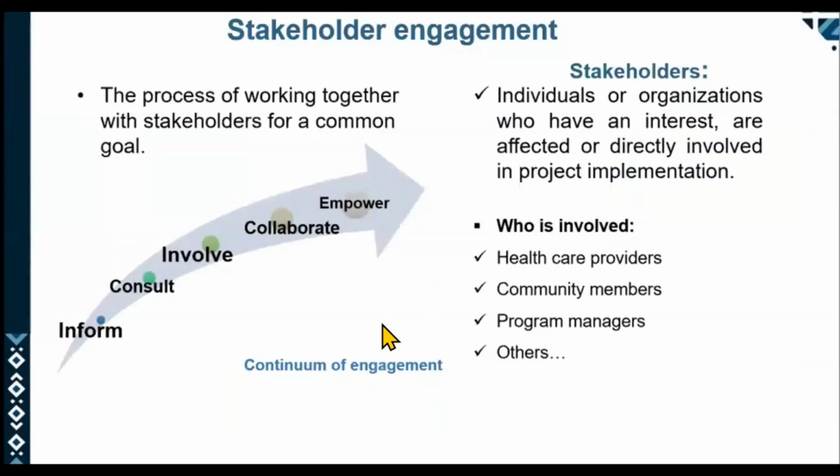Stakeholders are key parts when it comes to implementing an intervention, because you cannot do without them. You have to involve the stakeholders at every point. So these are individuals or organizations that have an interest or that are affected directly or indirectly by the project, that is, by the intervention that is being implemented. And stakeholder engagement is a process of working together with the stakeholders for a common goal. There are different ways in which you can actually engage your stakeholders. You inform, you consult, you involve, you collaborate, and you empower them. And the empowerment stage is really the biggest stage, because it's like a determinant of the sustainability of the project that you're implementing.